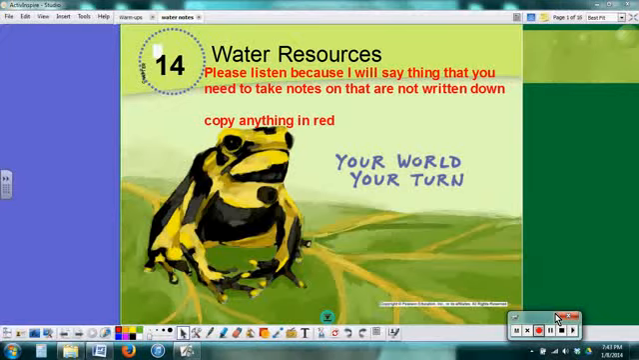These are the notes for Chapter 14 on water. Please listen because I will say things that you need to take notes on that are not written down. You need to copy anything in red and turn this in to Mueller by Monday. I'll stamp it and give you your 150 points. That's Monday the 13th.